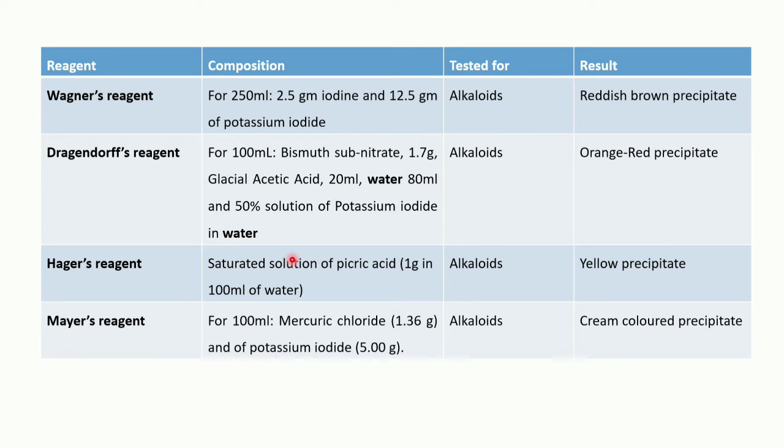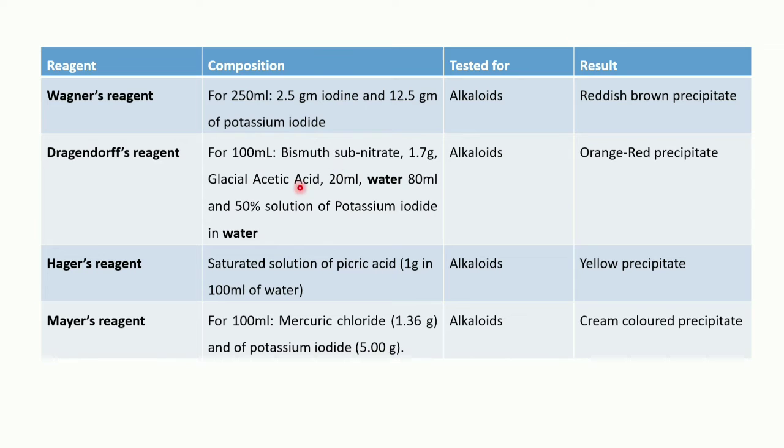So we can see the composition and the result we can observe using these reagents. Wagner's reagent, for 250 ml, the composition is 2.5 grams of iodine and 12.5 grams of potassium iodide, used to detect alkaloids, and a reddish brown precipitate appears.